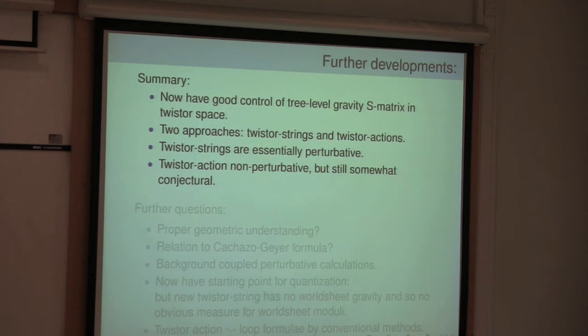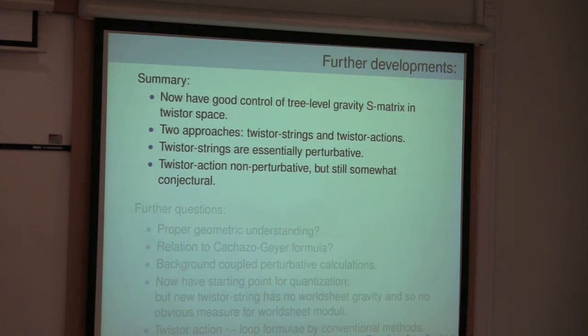Okay, so we have some good control over tree-level gravity amplitudes in twistor space, but mostly via twistor strings. So the approach via the twistor action is still, to a certain extent, conjectural. The twistor strings, of course, are always going to be essentially perturbative. You're always going to just be generating amplitudes by string path integrals. But the twistor action, one would hope, would be non-perturbative. It'd be easier to think about background field calculations. I mean, you might be able to think about background field calculations in a twistor string theory, but probably only on a holomorphic background, which would be self-dual.